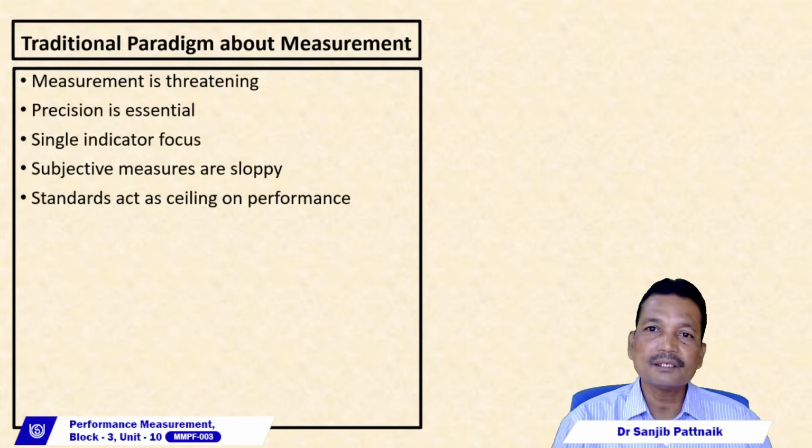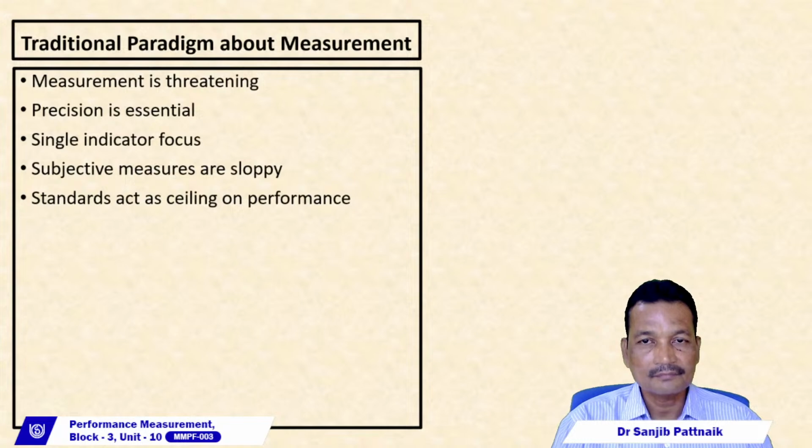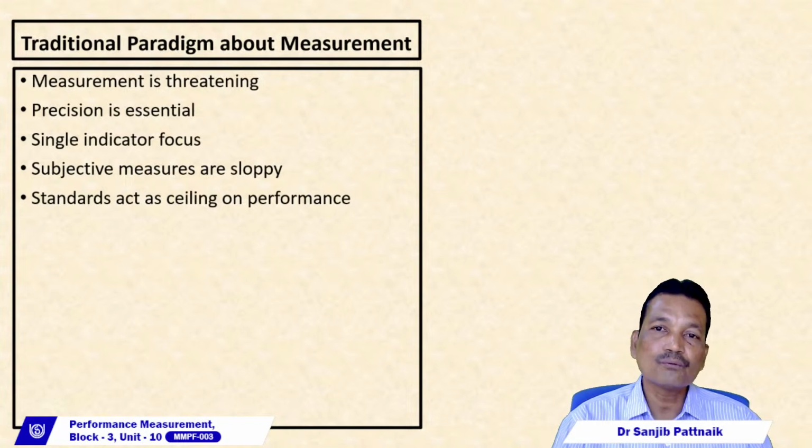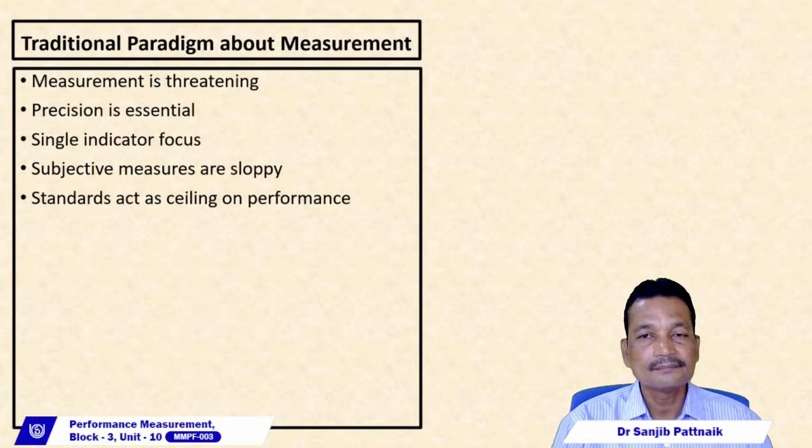We have achieved our requirement. We have achieved our objective. And they look no further ahead. So whatever extra could have been generated for the organization is now forgone due to this kind of thought in the mind of the employees. So the standards act as ceiling on performance was a viewpoint traditionally regarding the measurement.